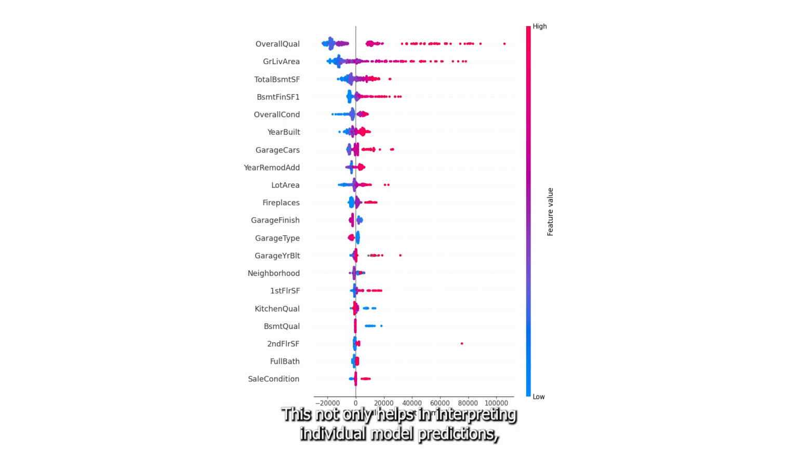By examining this plot, we gain a comprehensive understanding of how each feature impacts the model's predictions. This not only helps in interpreting individual model predictions, but also provides insights into the overall behavior of the model. We can see which features have the most substantial effect on the predicted house prices and how changes in these features can alter the predictions.